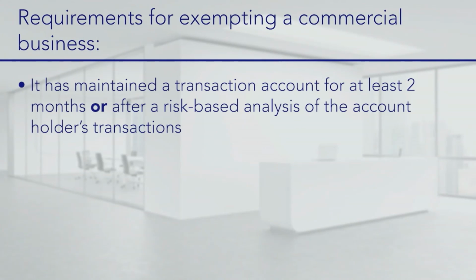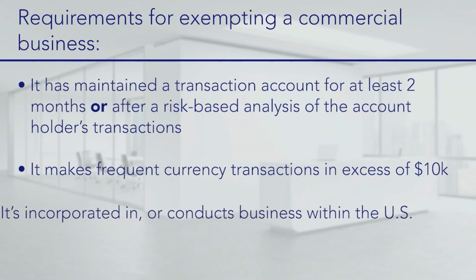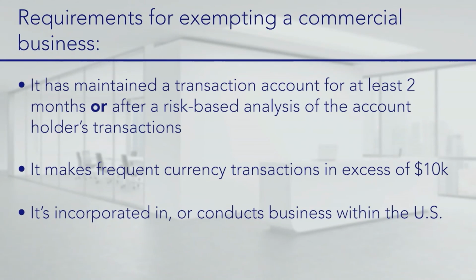It has maintained a transaction account with your institution for at least 2 months, or after your institution has conducted a risk-based analysis of the legitimacy of the account holder's transactions. It's frequently involved in currency transactions with your institution in excess of $10,000. FinCEN says frequently means 5 or more transactions over the course of 1 year. And it's incorporated in or conducts business within the United States.